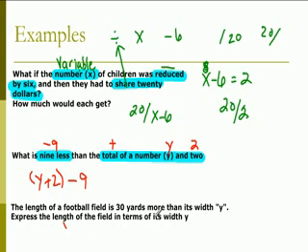The length of a football field is 30 yards more than the width y. Express the length of the field in terms of its width. That sounds very difficult, but again, if we just dissect this problem, it should be good. The length of a football field is 30 yards more than its width, y. Express the length of the field in terms of the width.